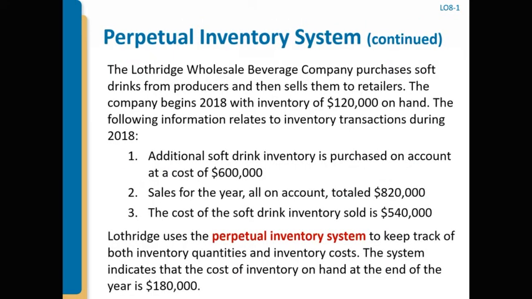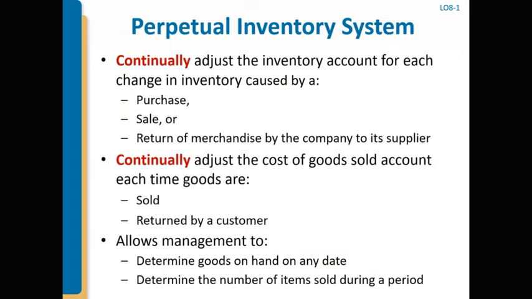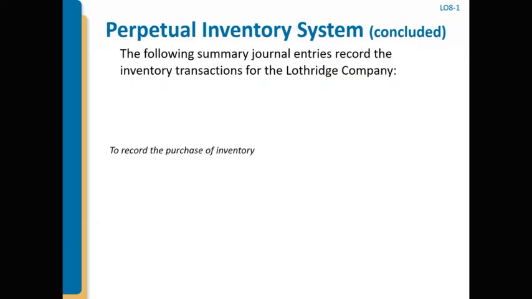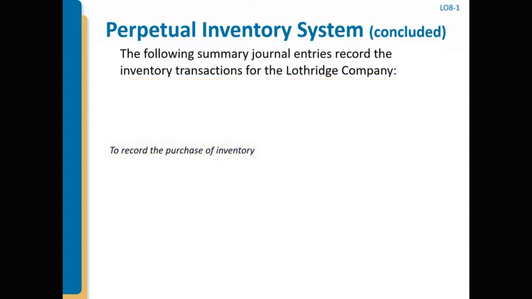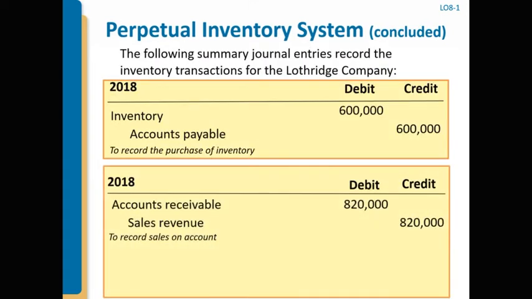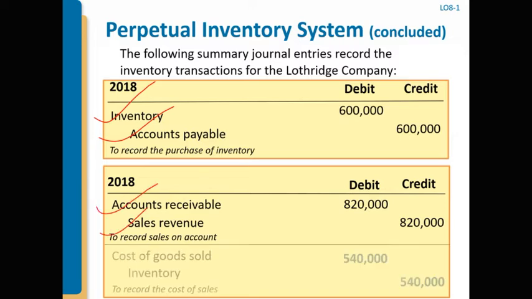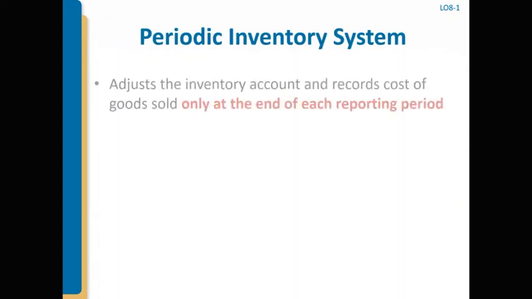So then there are two different types of inventory systems. The perpetual inventory system that will tell you the continuous balance, and the periodic inventory system. Under the perpetual inventory system, when we purchase inventory, we usually record inventory debit and accounts payable credit. When we sell, accounts receivable debit and sales revenue credit, and we will definitely record the cost of goods sold and inventory. Have that in mind.